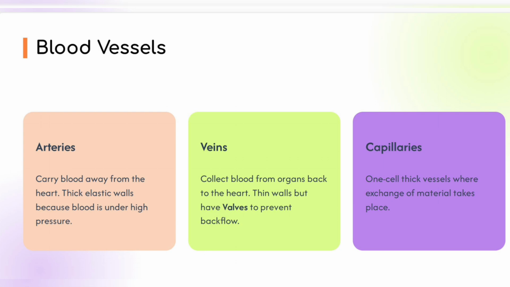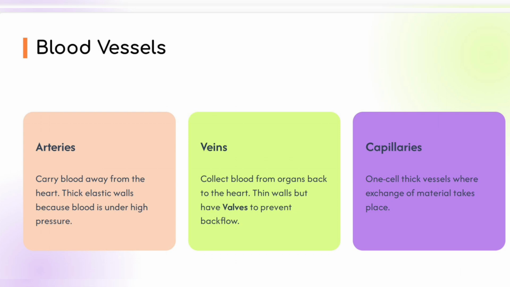Arteries carry blood away from the heart to the different organs. They have thick and elastic walls because blood flows through them at very high pressure. So, arteries carry blood away from the heart, with thick elastic walls because the blood is under high pressure.